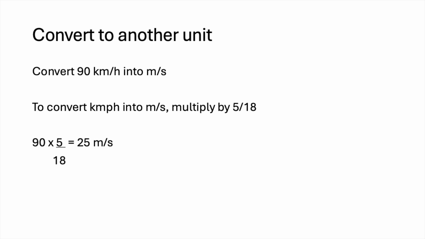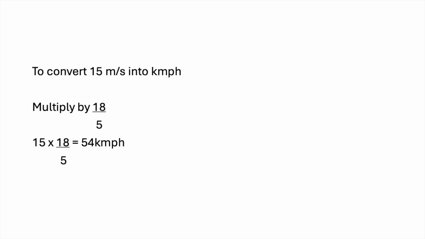And the reverse is true for converting from meter per second into kilometer per hour. You just multiply by 18 by 5. So 15 meters per second into kilometers per hour, 15 into 18 by 5, which is 54 kilometers per hour. Simple calculation.